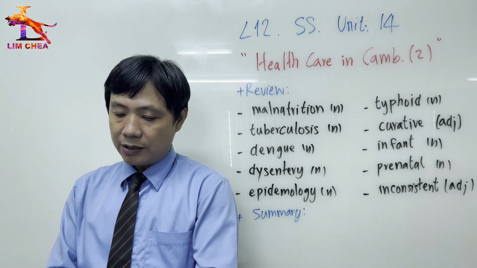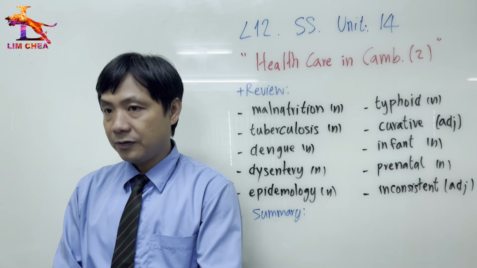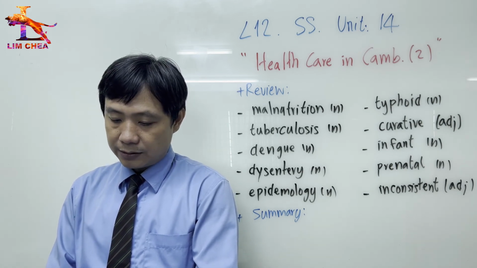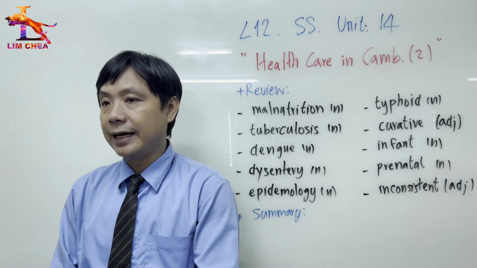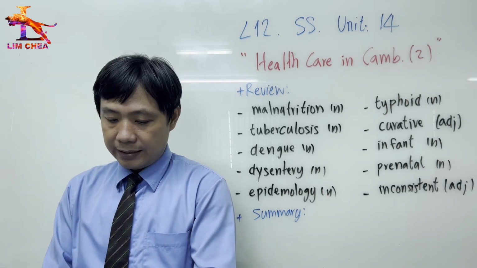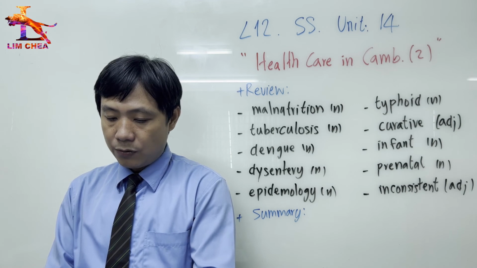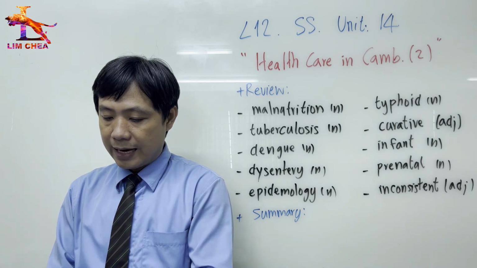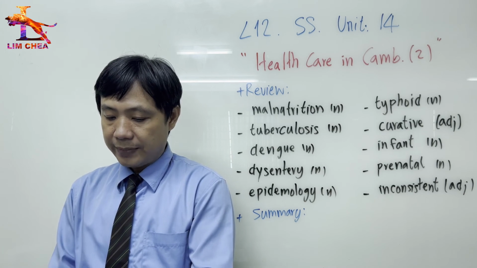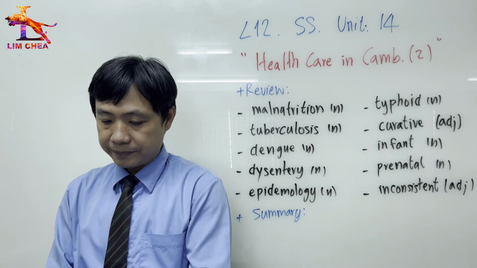Okay, so maternal and child health care, for the mother and the children. NGO health personnel reported the major causes of child deaths at that time: diarrhea, and dengue hemorrhagic fever, malaria, respiratory infection, and malnutrition. Not having enough food to eat.